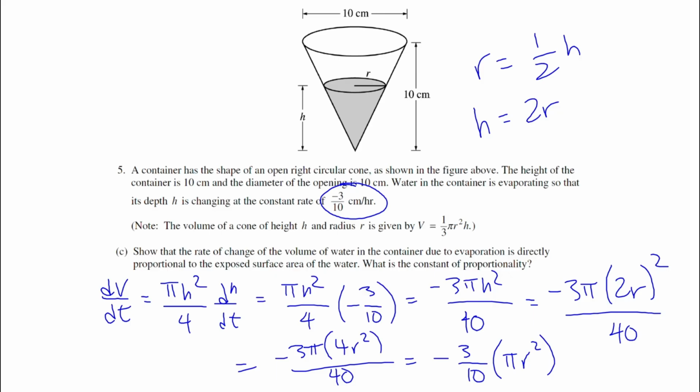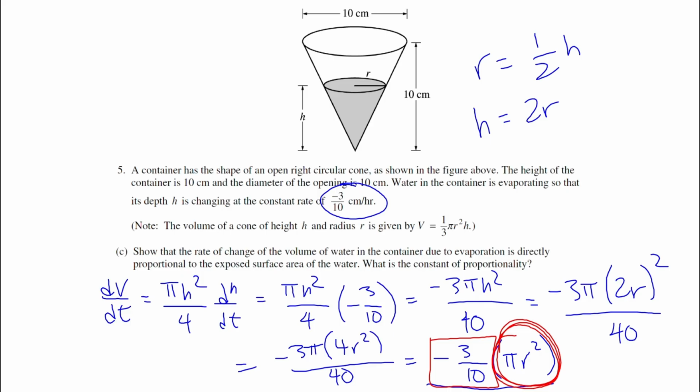And so right there, that shows us that that rate of change of our volume of the water is directly proportional to the exposed area of the surface of the water because the area of that surface is pi r squared. And that tells us that our constant of proportionality must be -3/10. So all we have to do is just take the area of the amount of water that's exposed and multiply it by -3/10, and that will also tell us what the rate of change of the volume of the water is. And so they gave you 2 points for that.